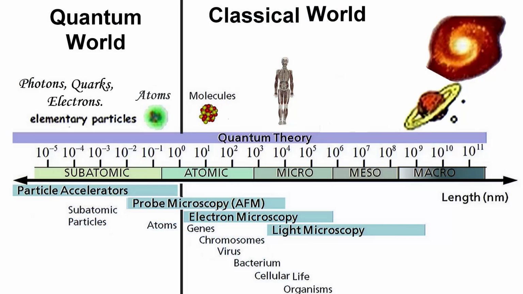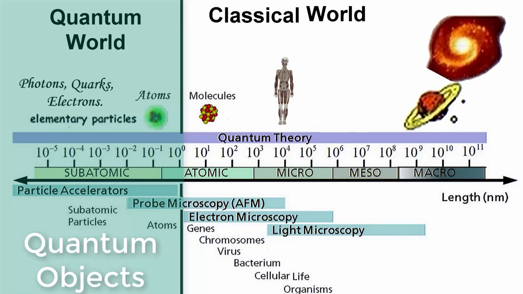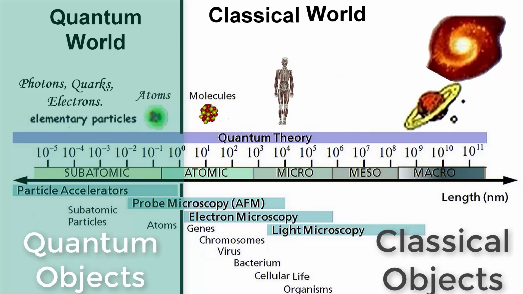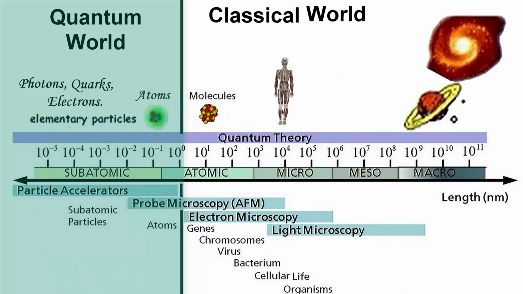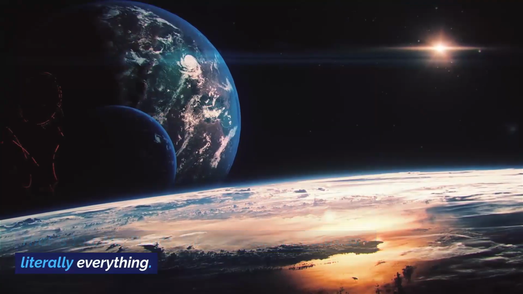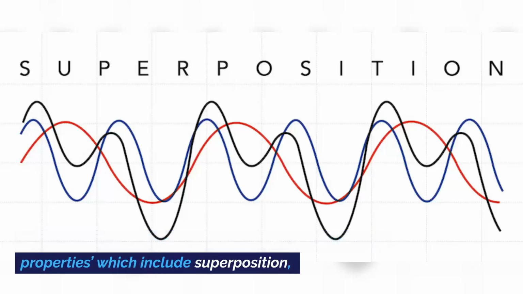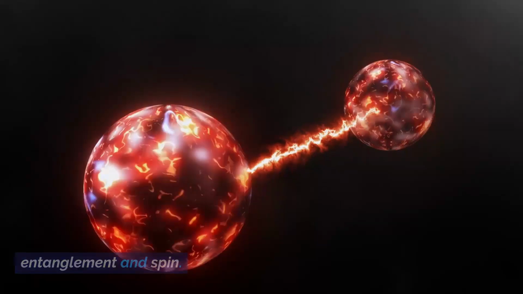The term quantum objects means that these objects belong to the mysterious world of tiny fundamental particles ruled by uncertainty and probability. This is the world of the smallest particles that make up all the matter in our universe. That is you, me, plants, animals, planets, galaxies, literally everything. The properties of these particles are called quantum properties, which include superposition, entanglement, and spin.